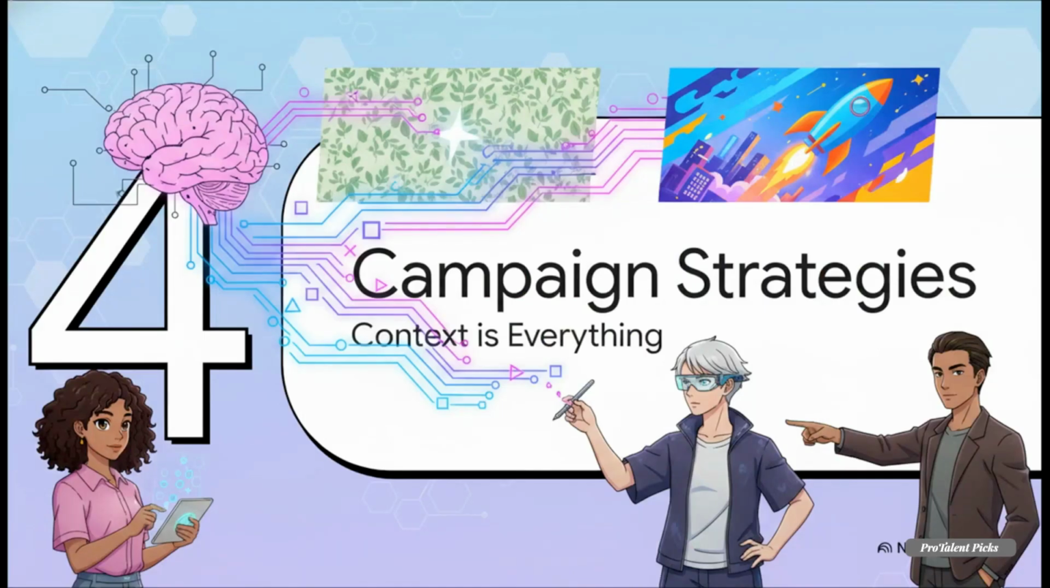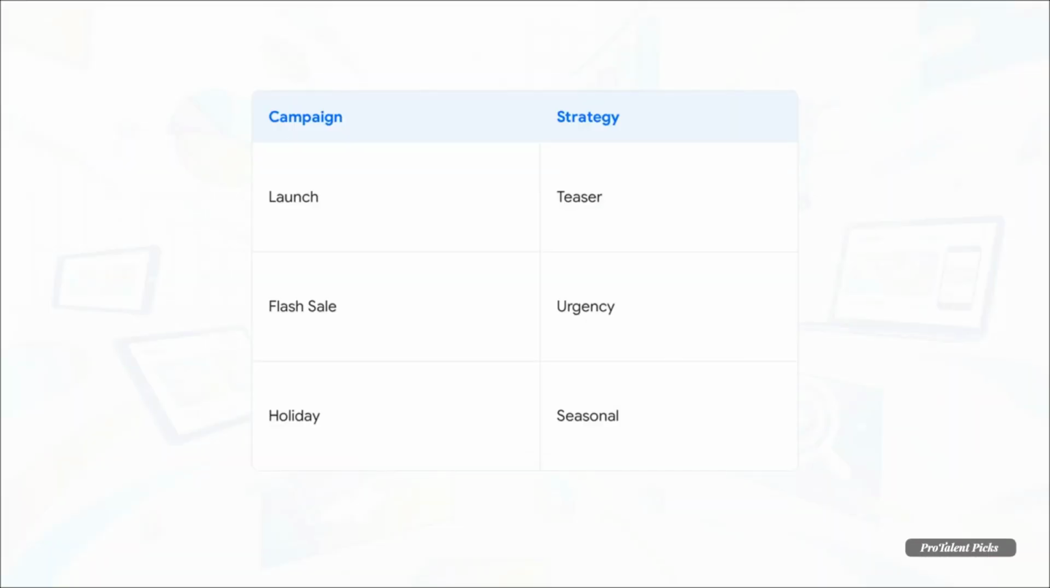Section 4, Campaign-Specific Design Strategy. Context is everything. Here's the deal. Standard evergreen brand banners will fail as promotional creative. Specific campaigns require specific visual logic. If you're doing a product launch, your communication goals are threefold. 1, something new exists. 2, it's worth paying attention to. And 3, the viewer should act right now.